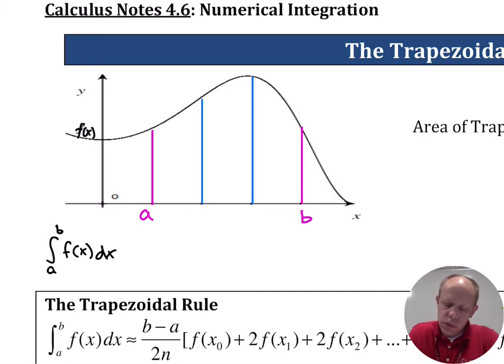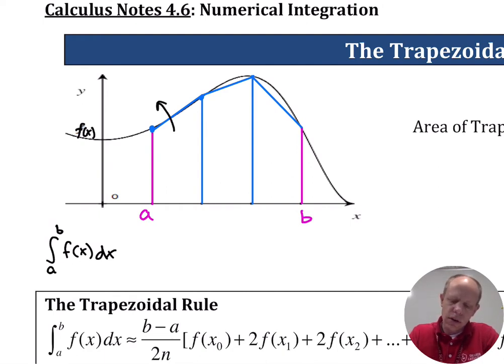And so what we're going to do is join the two y values here with a straight line to create trapezoids. And so now we have three trapezoids here that can approximate the area. And notice that that's going to be a lot better approximation than using just rectangles. So let's think about the area of a trapezoid and figure this area out.